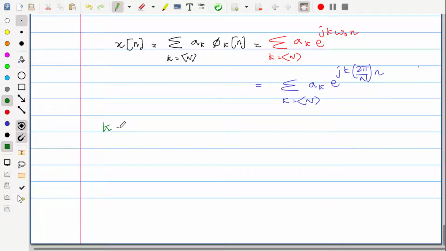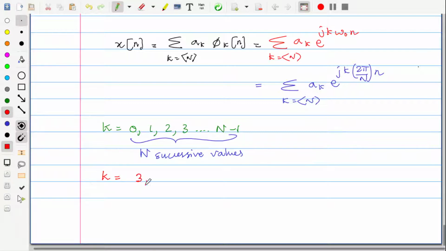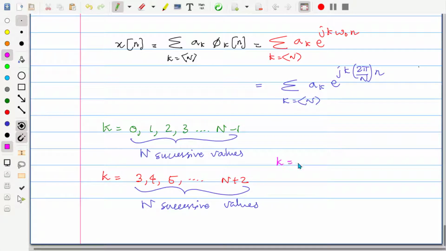Thus k can take any values, like for example k is equal to 0, 1, 2 up to N minus 1. So these are N distinct values, and then we will get N distinct harmonically related complex exponentials. It is not necessary that k has to start at 0. You can take k is equal to 3, 4, 5 up to N plus 2. Again, these are N distinct harmonically related complex exponentials. You can even take k is equal to 11, 12, 13 up to N plus 10. Again, we are not starting k at 0. We can start k at any value, but you have to take N distinct values.